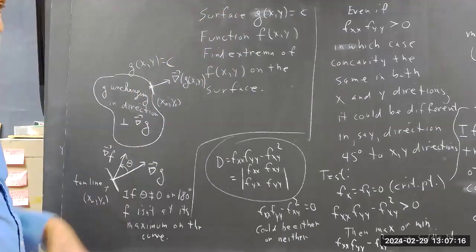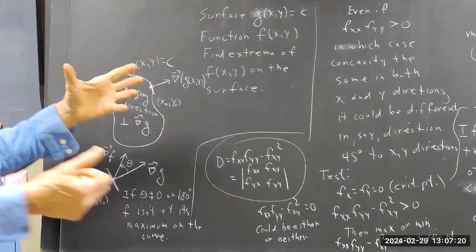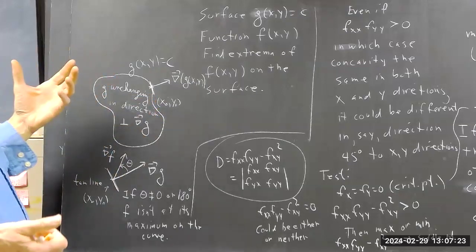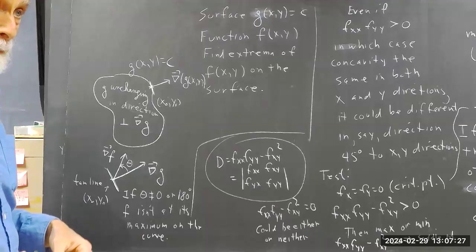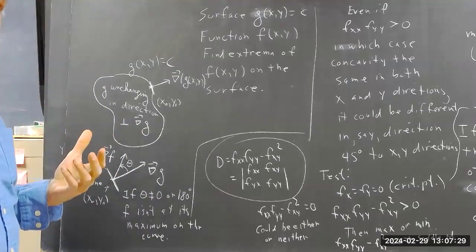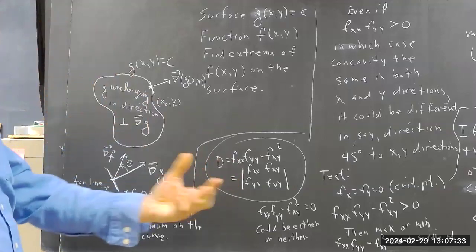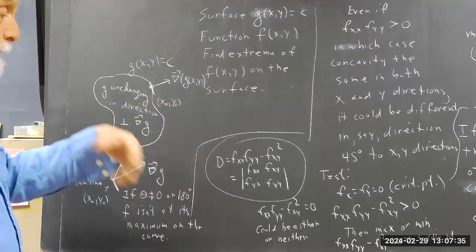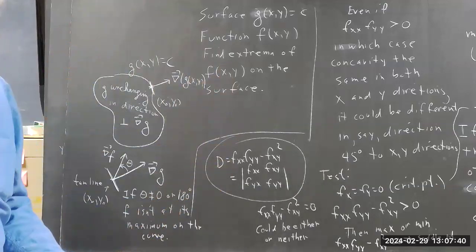This could be functions of 3 dimensions. In which case your g of x,y equals c would be g of x,y,z equals c, which would be a surface in 3-dimensional space. You do it in multi-dimensional space, not confined to 3 dimensions. You're just confined to being able to visualize it in 3 dimensions. That's what I'm doing here. It would fail to work in a 486 dimensional space.